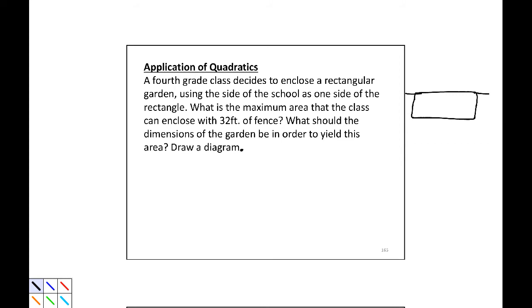Now I'm going to label my dimensions as, let's say, x and y, so that the 32 feet of fence we have actually represents 2x plus y, because that's the distance around, and we're not measuring the side of the school. That's one thing we can pull from this. We want to maximize area, though. Area equals, in this case, x times y, the length times the width of that box.